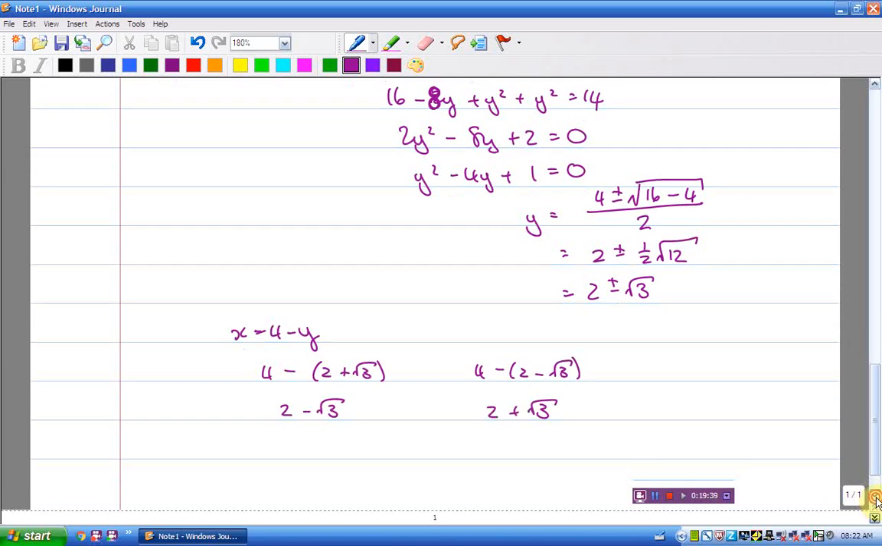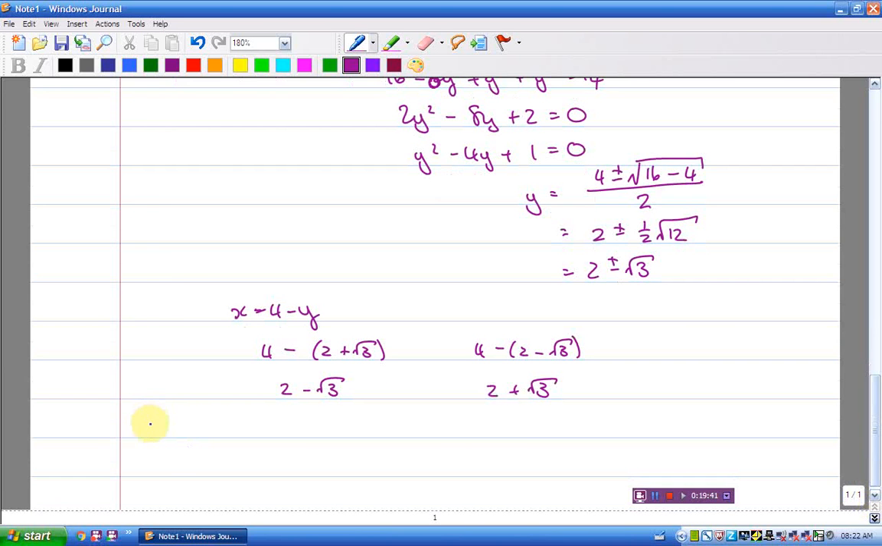Whew! So what is my set of solutions? In the case where lambda is not 1, my solution is x equals 2, y equals 2, z equals something. I'll work it out in a second. And in the case where lambda does equal 1, then my solutions are x equals 2 minus root 3, y equals 2 plus root 3, z equals 1. Catch up with me, stylus.